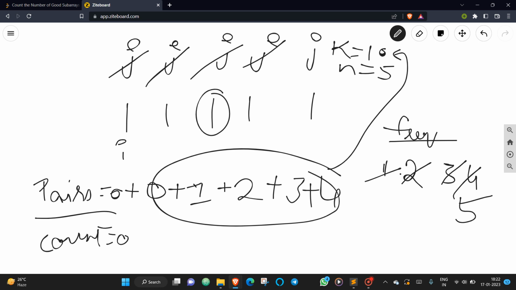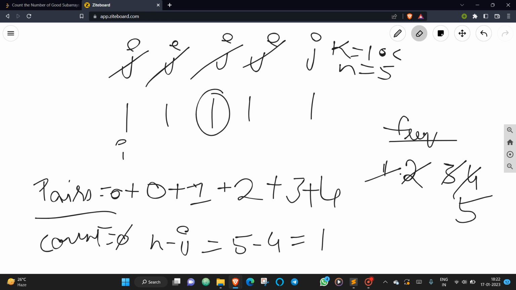Since it is satisfying, now you should add the count, that is n minus j. It is nothing but 5 minus 4, that equals 1, right? So after your count becomes 1, now your iterator i comes into the picture.